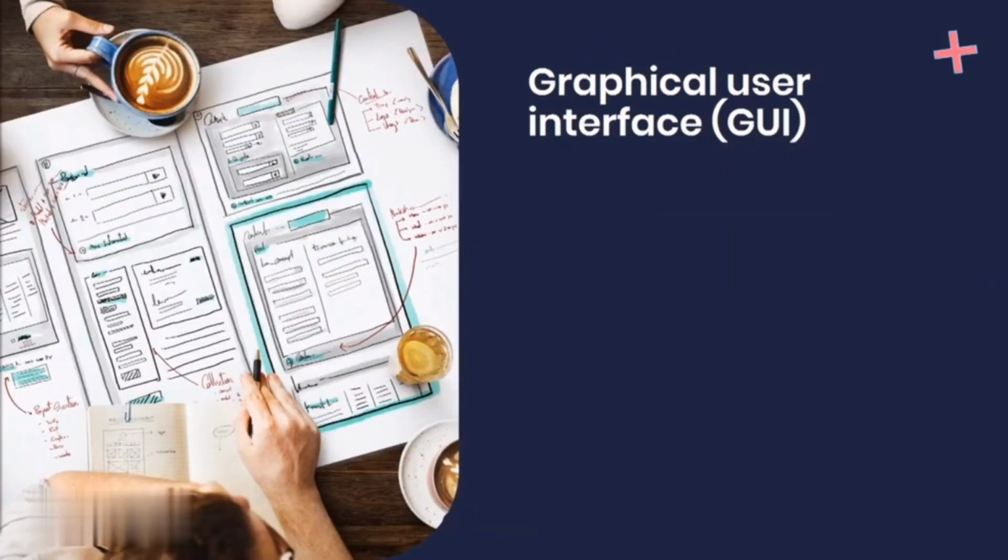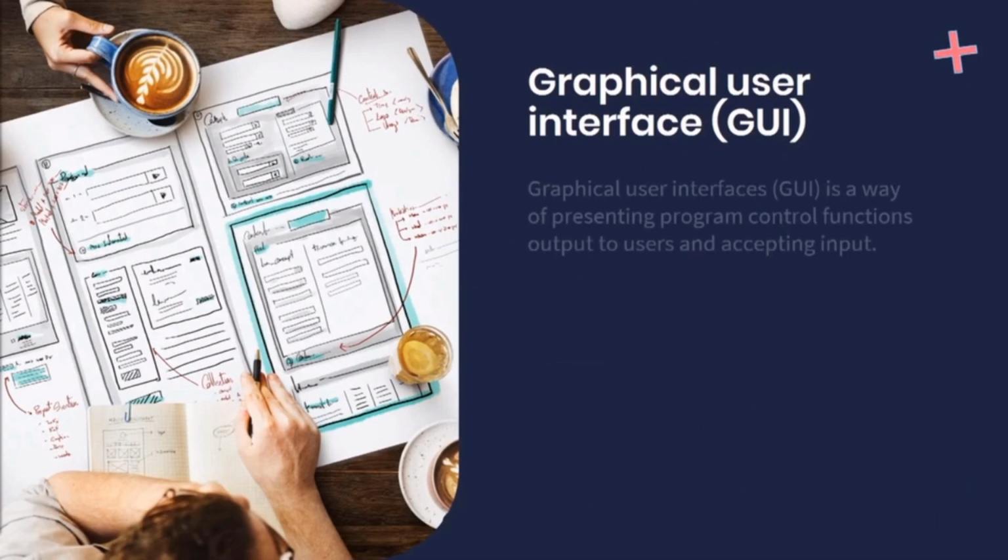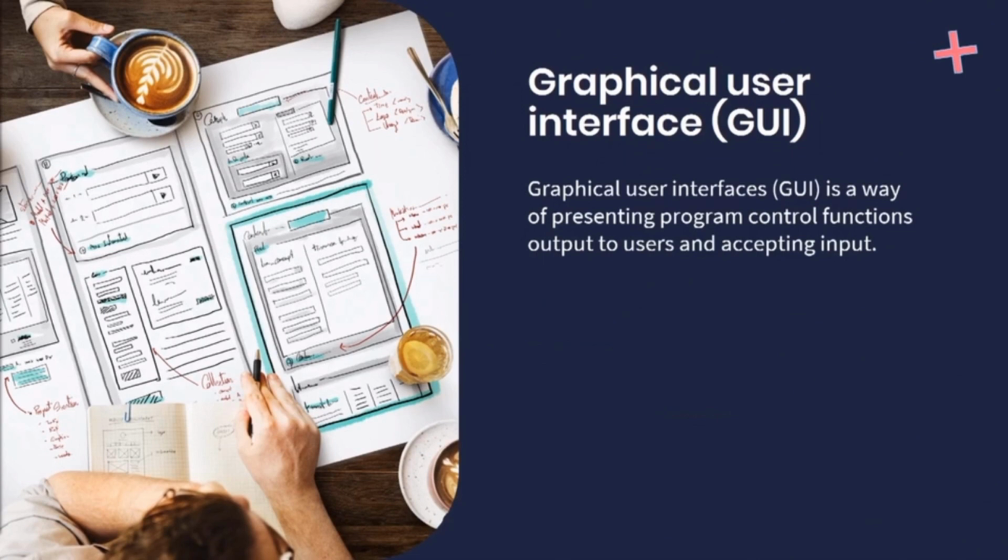Now let's try and conceptualize the GUI to figure out why it's so important. Essentially, the graphical user interface is a way of representing a program's control functions as well as the output to users, and accepting input as well, which is why we use forms and buttons. Apart from that, it's also the part that the user interacts with. So again, this goes back to the first point. A GUI allows users to interface with the system, like accepting information or pushing buttons or searching things.